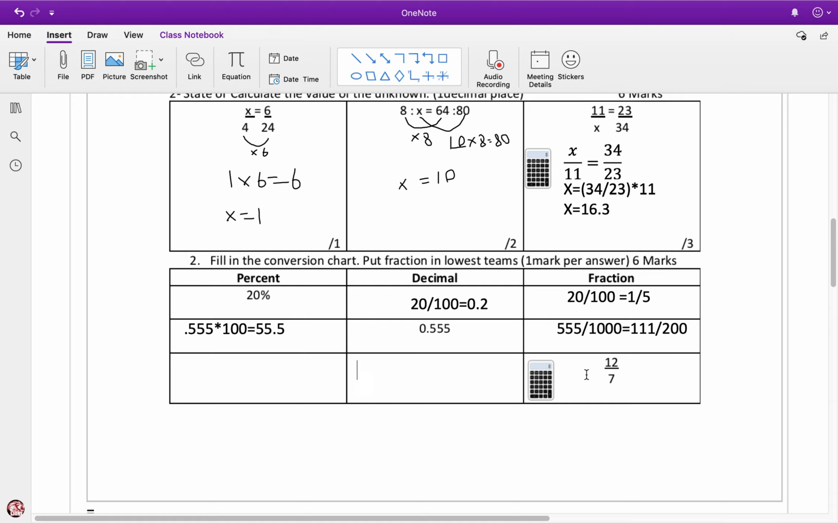And this one here, I'm going to go to my decimal place. I'm going to go 12 divided by 7, and that's going to equal my decimal. Now I only want one decimal place, so I'm going to go there. And then I'm going to times that number by 100. So I'm going to go 1.7 times 100 equals 170%. And there's my answer there.